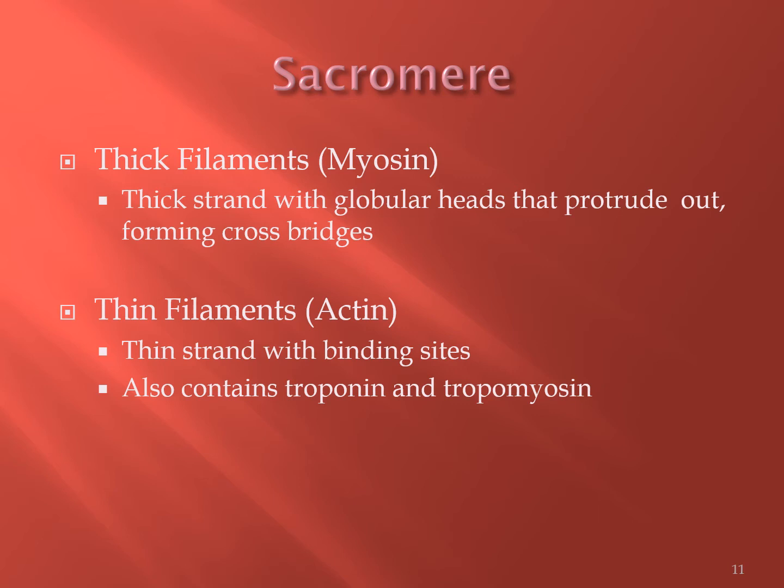Our thin filaments are made primarily of a protein called actin, and this is actually a much thinner molecule, of course, in comparison to the thick filament. It also contains two other protein particles known as troponin and tropomyosin.